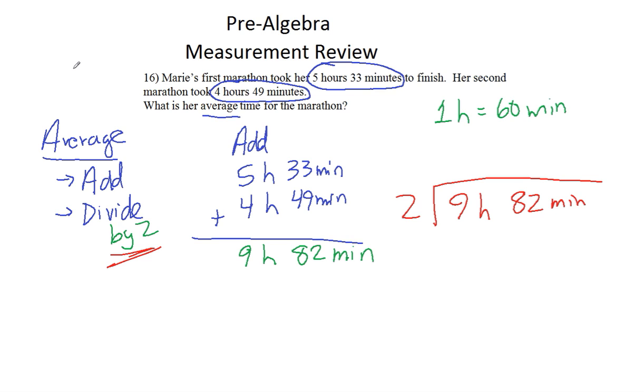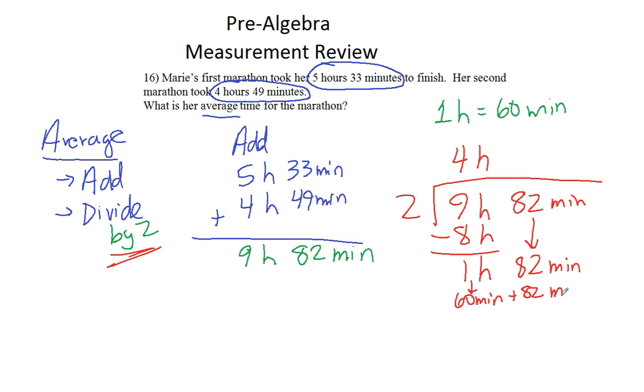So 2 goes into 9 4 times. That'd be 4 hours. And then 4 times 2 would give me 8 hours. And I subtract, I get 1 hour. Now I can bring down this 82 minutes. But this is where I want to change to only minutes. I don't want to have mixed units here. So this 1 hour is the same as 60 minutes, and it's really being added to the 82 minutes. So the 1 hour 82 minutes, when I add 60 plus 82, gives me 142 minutes.